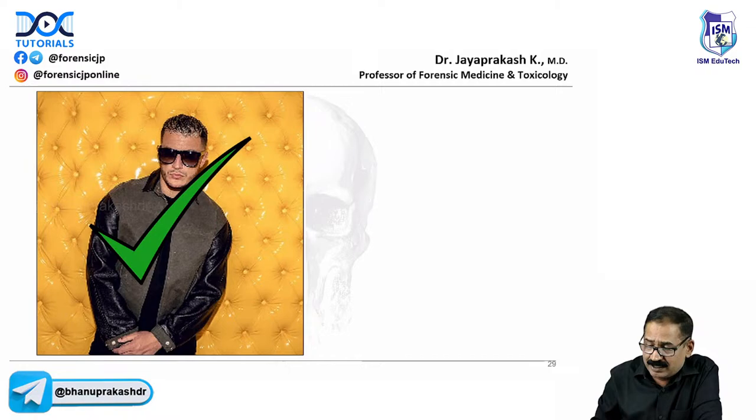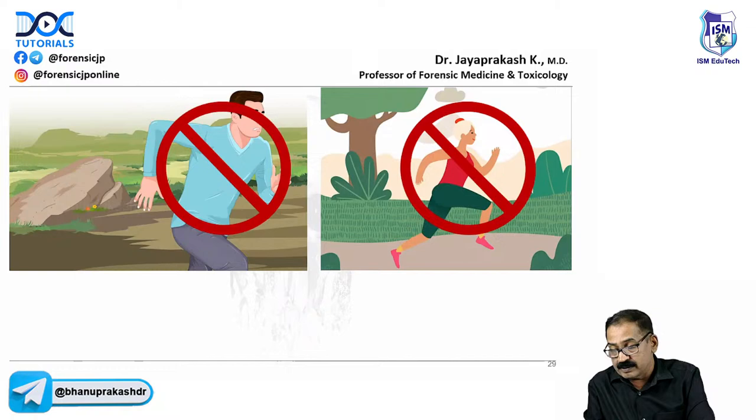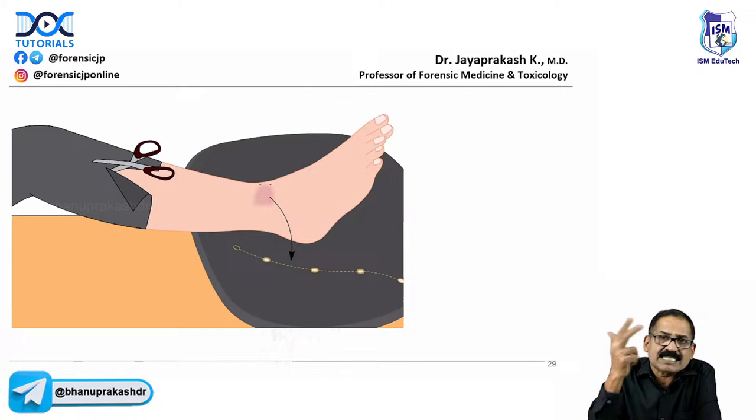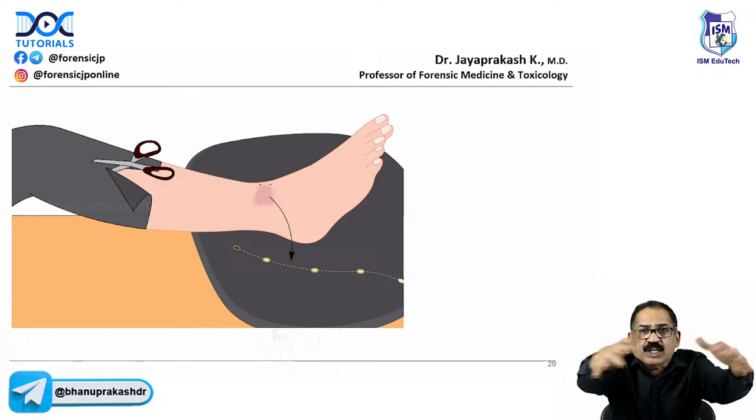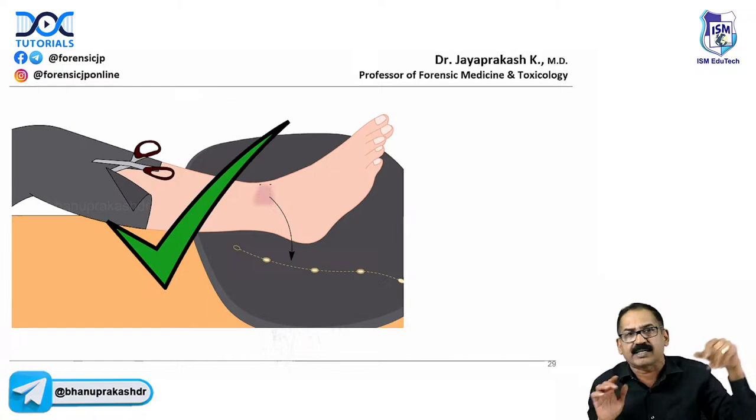Go away from the snake. Don't follow the snake. Don't run, because immobilization is very, very important. If you are having any tight leggings or tight jeans, cut it. But cut it only if you are away from home. If you are in the vicinity of the home, don't cut it. Don't waste your pant or leggings. Just go inside, remove that, wear a loose one and go. If you are having any anklets or anything, remove that.